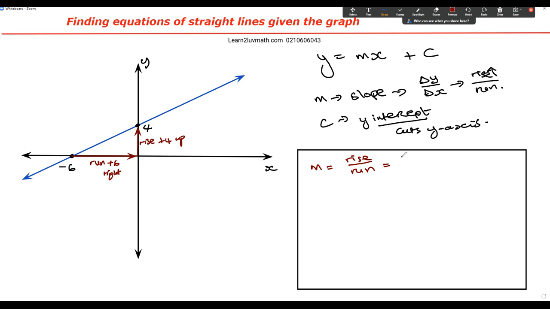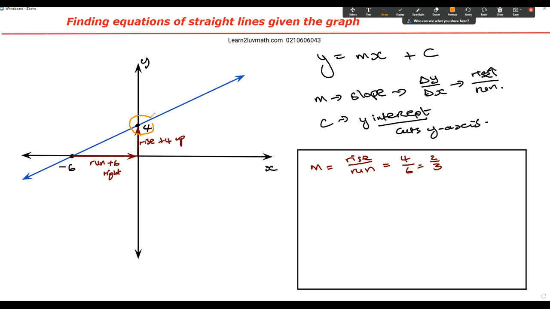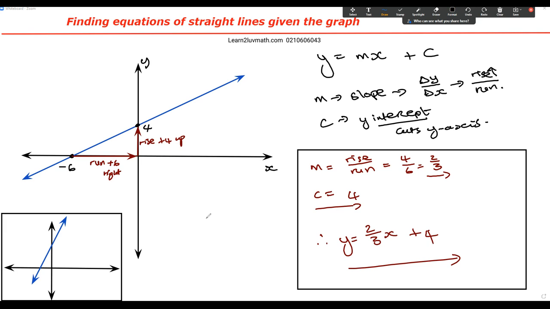So the rise is 4, and the run is 6, and I can simplify it to get 2 over 3, and that'll be my m value, which I wanted over there. Now looking at the c value, I've got the number 4 given. So straight away you just write down, c is equal to 4, and m is equal to 2 over 3. So therefore, I've now found my equation. It's going to be y equals mx plus c, so 2 over 3 x plus 4. And we are done.